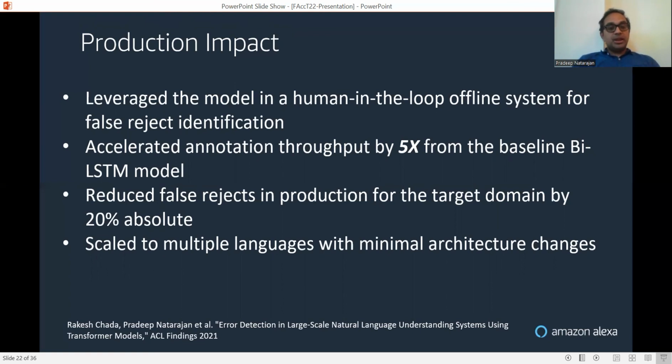We were also able to scale to multiple languages with minimal architectural changes because Roberta is an inherently multilingual model. So this is a classic example of advances in the NLP community having a practical impact in a large-scale system used by millions of users every day.